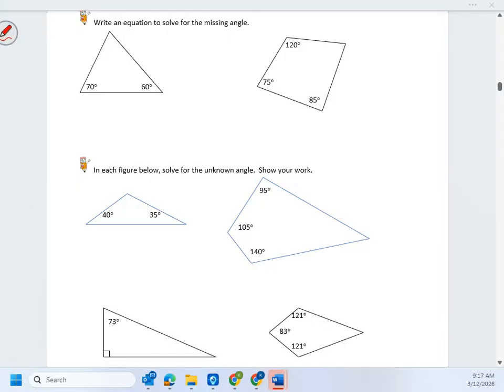So if I know that one angle is 70 degrees, one angle is 60 degrees, how can I find my missing angle? Any guesses? What should I do, Moses? So Moses said add 60 and 70 together. That gives us 130. So we know we have 130 degrees. We're going to subtract that from our 180 degrees. What is left is our 50 degrees. That is one way we can do it.